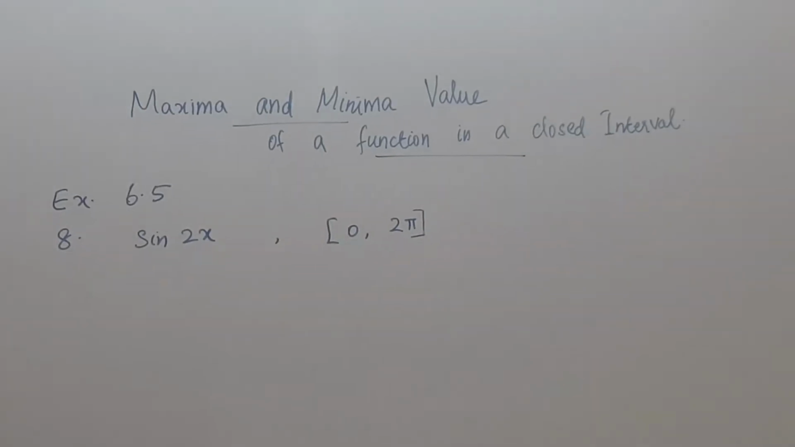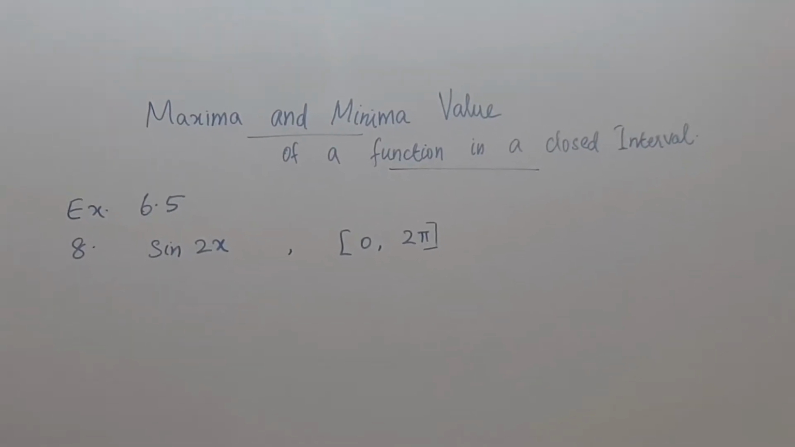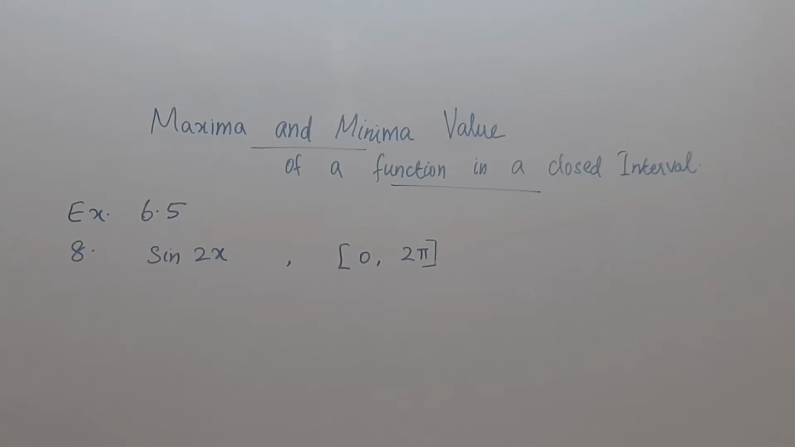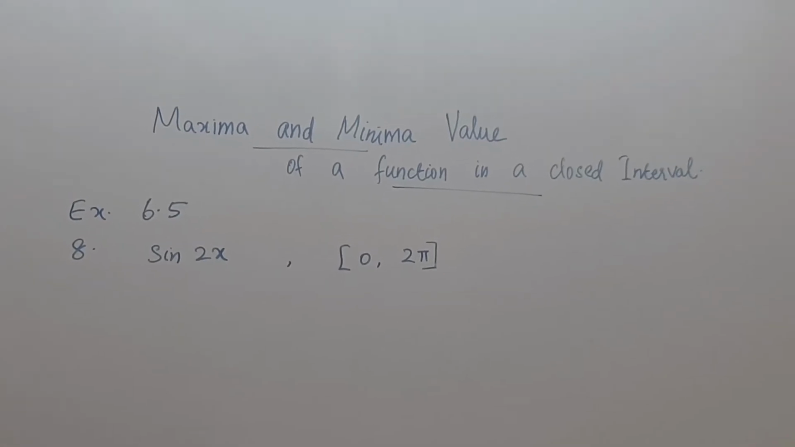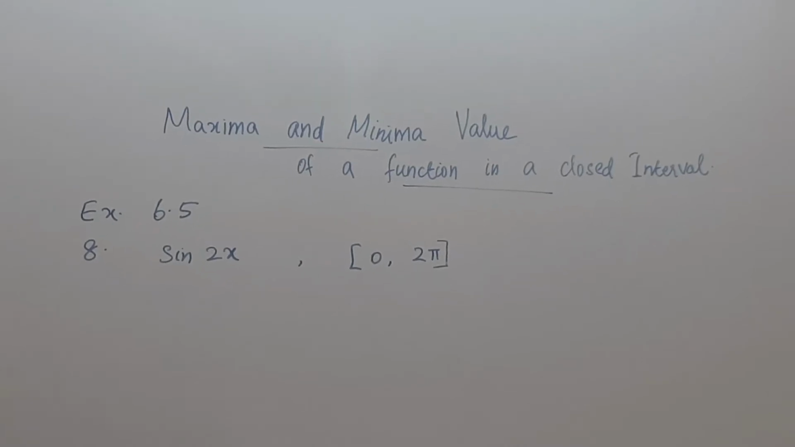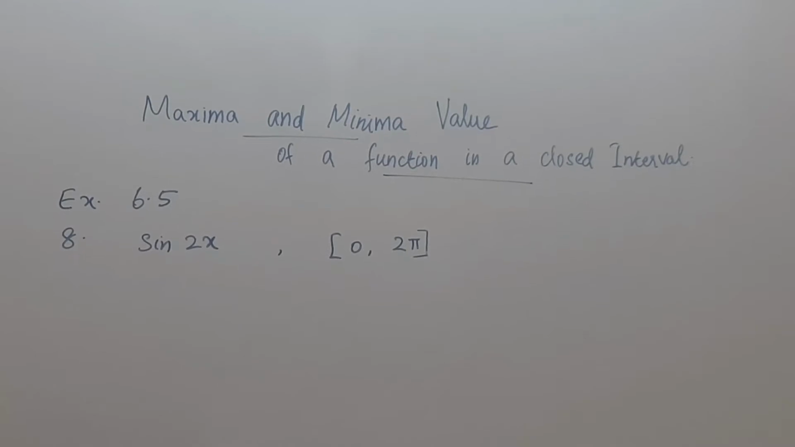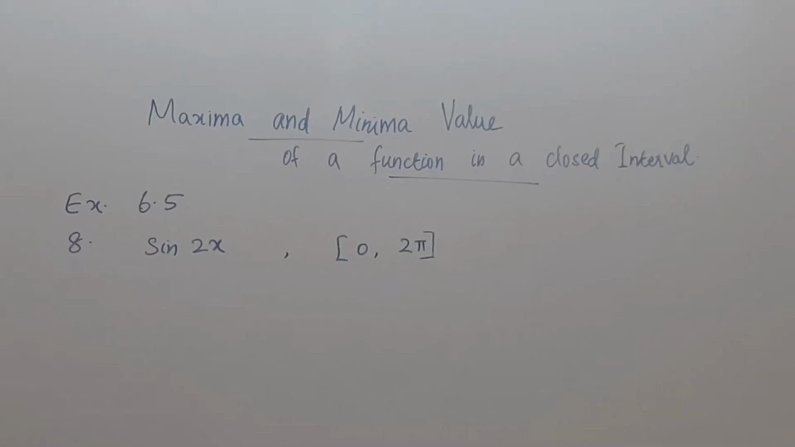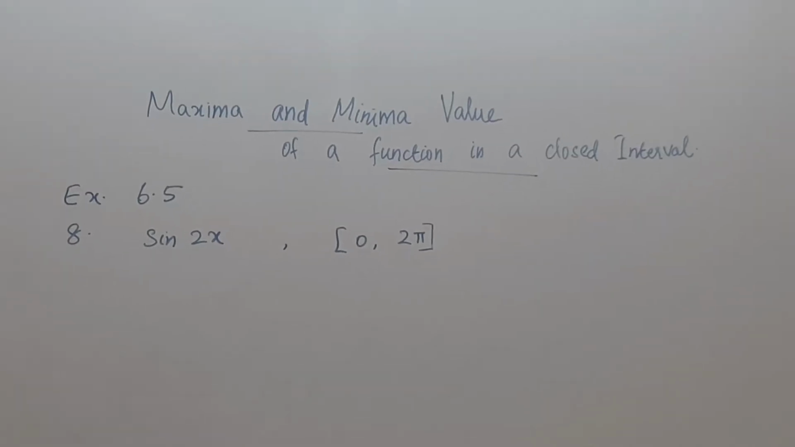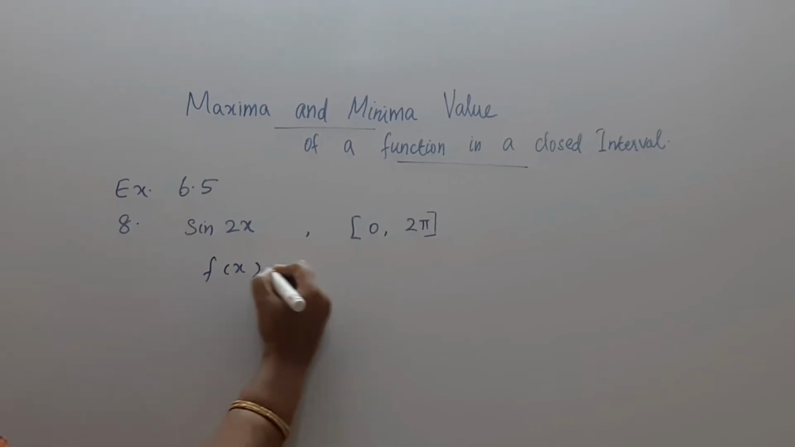Let's see the working procedure of one of the problems in exercise 6.5, the 8th problem. The question is, at what points in the interval 0, 2 pi does the function sin 2x attain its maximum value? So the function is sin 2x, the interval is 0, 2 pi, and we know here the square bracket indicates it is a closed interval. f of x is sin 2x.